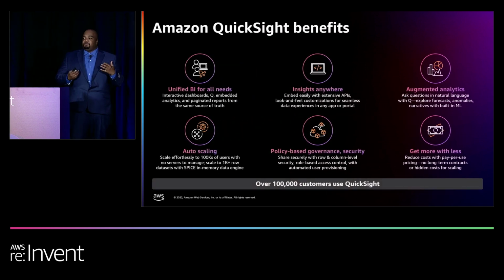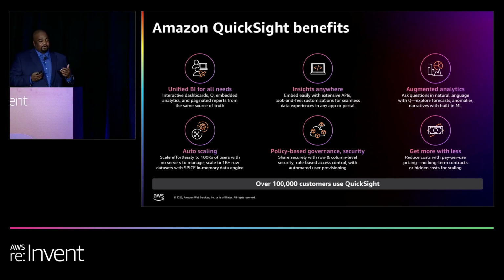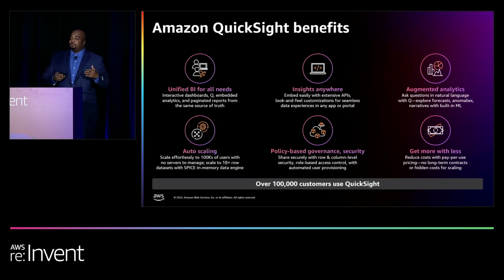Some of those benefits are policy-based governance at scale, right? So the ability to have row-level and column-level security built into QuickSight, and to deliver those insights anywhere: internal portals, external portals, and from a mobile perspective, you can embed individual widgets as well as a full iframe. Again, it gives you that unified hyperscale experience, and you get more with less from a cost performance perspective. And our augmented analytics, in terms of what we do from a machine learning perspective, provides you some best-of-breed capabilities as well.